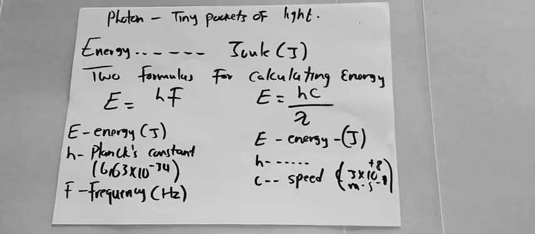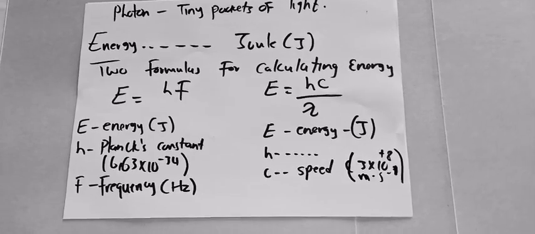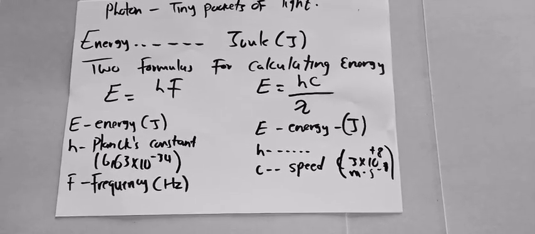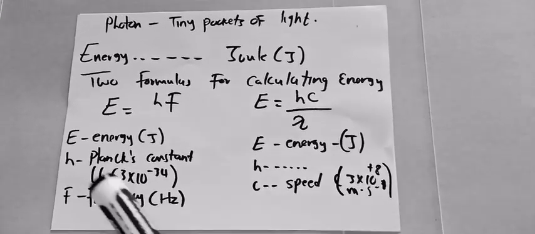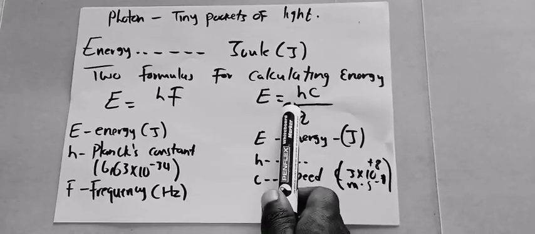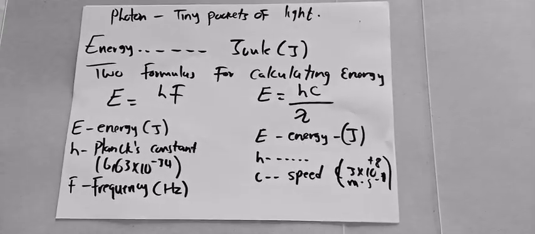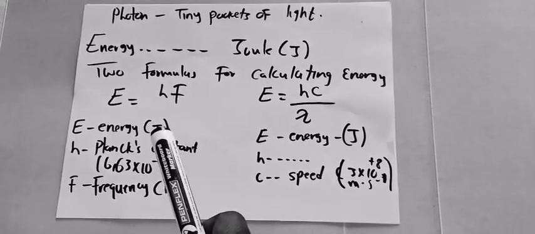Now we have something called a photon. It's a tiny packet of light. Here we are calculating energy. You were taught that energy is the ability to do work. Energy is measured in joules. Now we have two formulas for calculating energy. You have these formulas: E equal to hf.